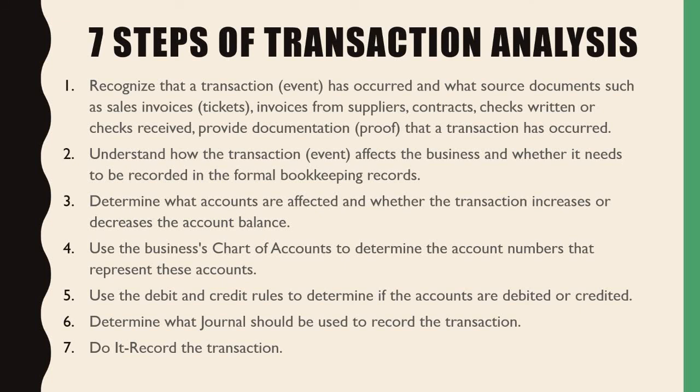Then step number 4 is using the business chart of accounts. Once we recognize, okay, I'm going to use cash and I'm going to buy a computer, you're going to go to your chart of accounts just to make sure that you have that item in your chart of accounts. If you do not, you can go ahead and ask your accountant, hey, I'm going to buy a computer.